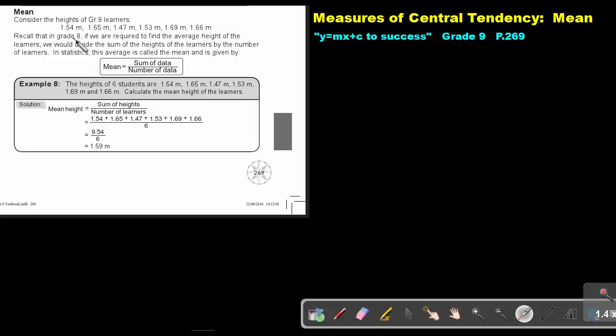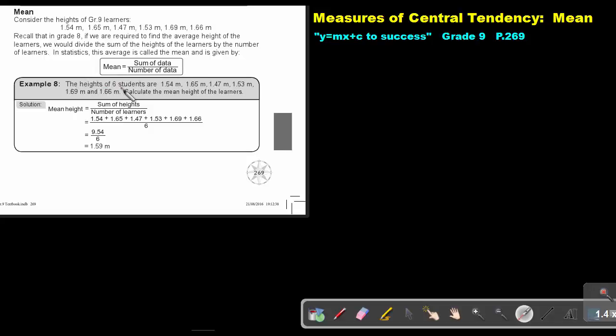Recall that in grade 8, if we are required to find the average height of the learners, we would divide the sum of the heights of the learners by the number of learners. In statistics, this average is called the mean. To find the mean, sum of data divided by the number of data.